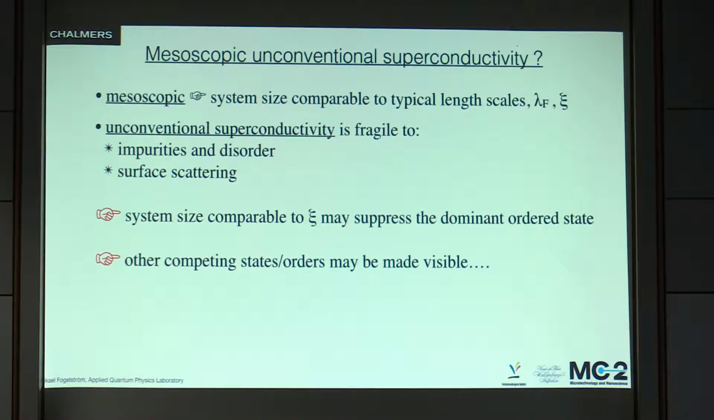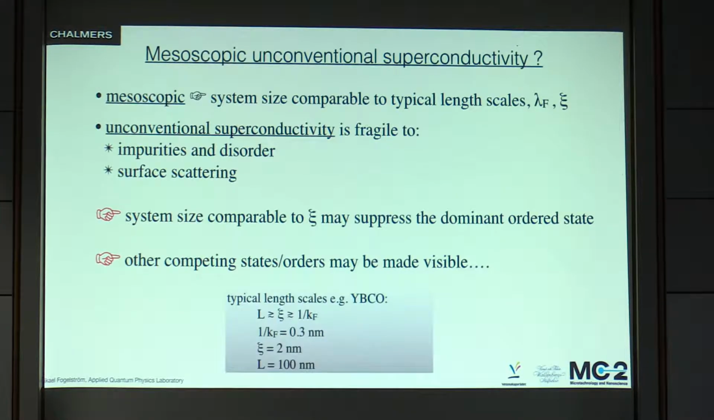But this is, on the other hand, interesting, because most of these materials are strongly correlated, and if you can, by reducing the dimension, kill the dominant ordering state, you might get a peek on what other ordering is going on. And in fact, you can see if there is a possibility of competition, you might see what the leading loser is in that case.